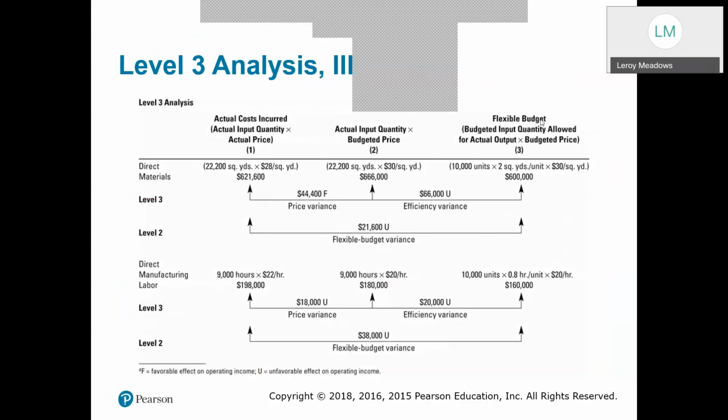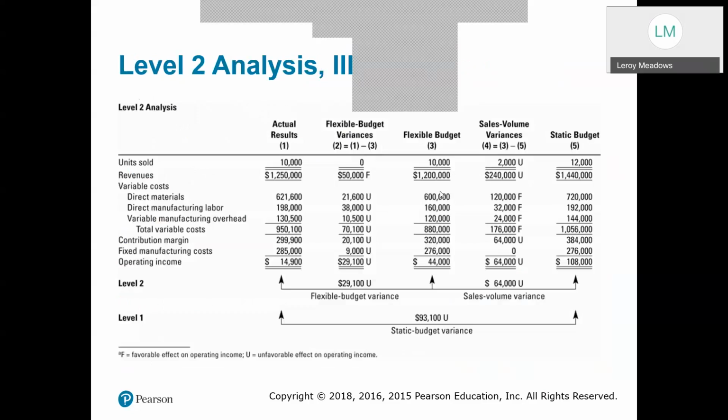Now the flexible budget is going to say on the right here, the budgeted input quantity allowed for actual output times the budgeted price. So what do we mean by that? Well, the company budgeted for 2 square yards of material, and based on that, if we made for a flexible budget 10,000 jackets, then our flexible budget input quantity allowed is going to be 20,000 square yards of material, 2 square yards per unit times the 10,000 units actually sold, and we multiply that by the budgeted price of $30. And that gives us our flexible budget, which we see over here on this screen.